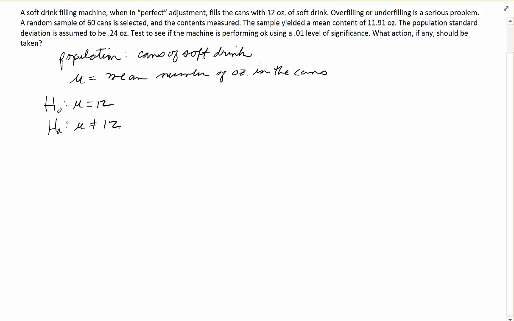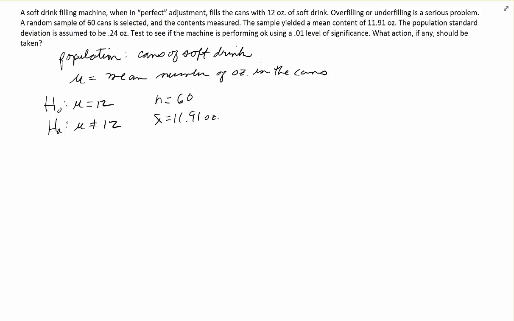And based on our sample of size 60, we may have some evidence that they could be underfilling the cans a little bit. Now again, we'll run a test to see if this is strong enough evidence to say that there really is a problem and maybe we need to shut the machines down.